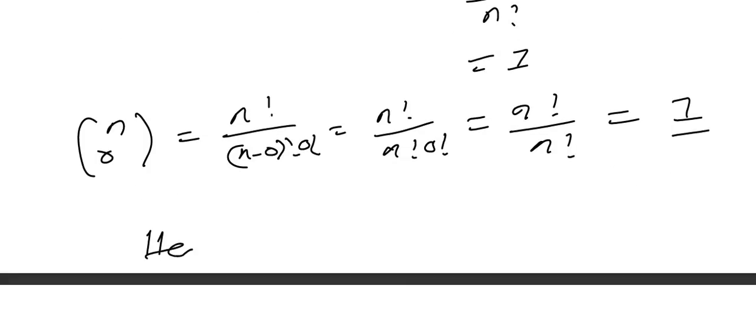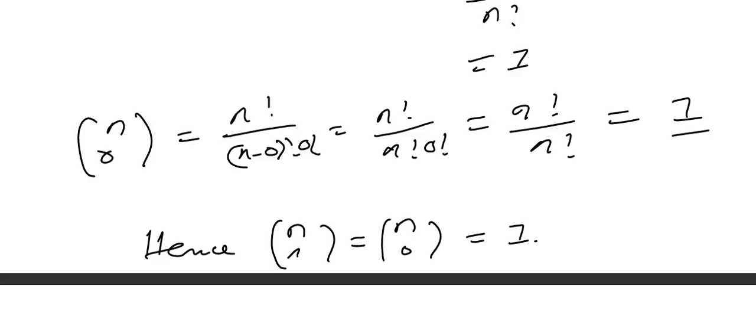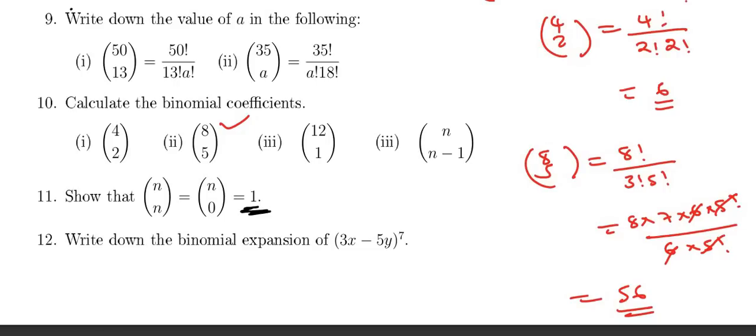Hence, you put up a conclusion. n choose n is equal to n choose 0. They both give you what? 1. So that's what you do on number 11.